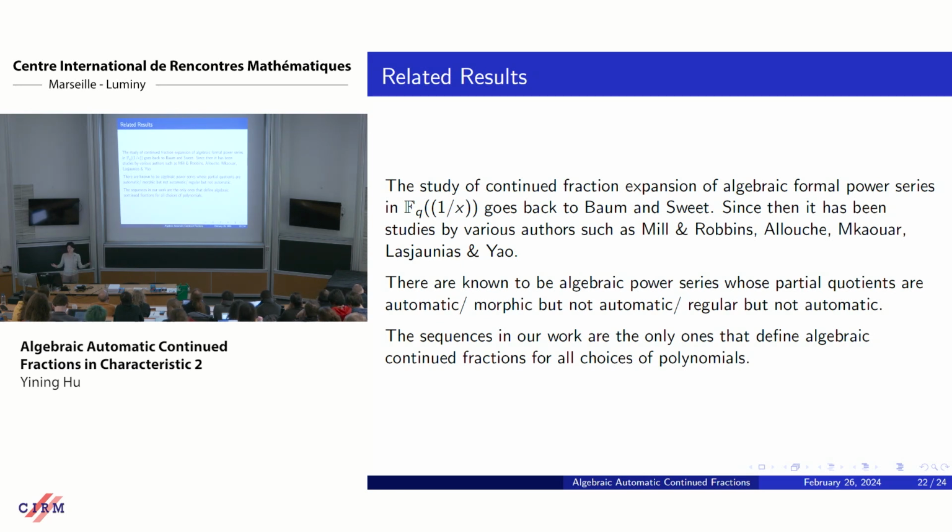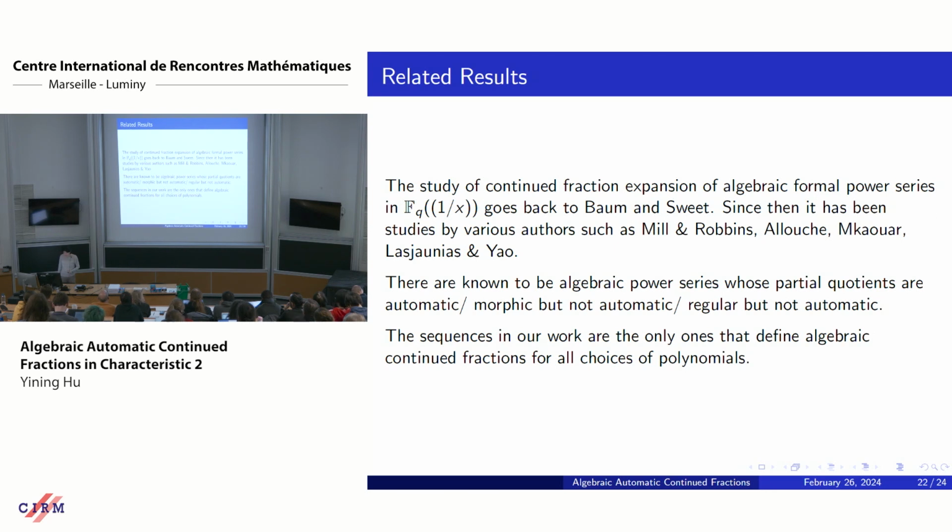Regular sequences are generalizations of automatic sequences. A sequence is automatic when its D-kernel is finite. A sequence is D-regular when its D-kernel is a vector space of finite dimension.